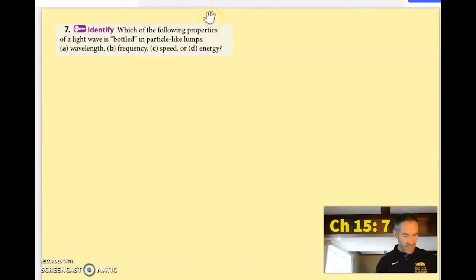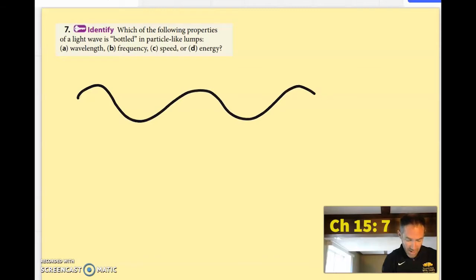On number 7, they ask which of the following properties of a light wave is bottled in particle-like lumps: wavelength, frequency, speed, or energy. Well, it turns out that it's only the last one, only energy. So if I were to do my best to draw the light wave, we still think it's a continuous wave like this. It has wavelength, it has frequency, it has speed, and all of those things just keep coming. You can have any amount of wavelength you want. You can have any amount of frequency that you want.